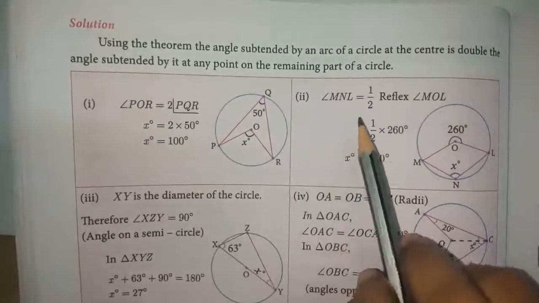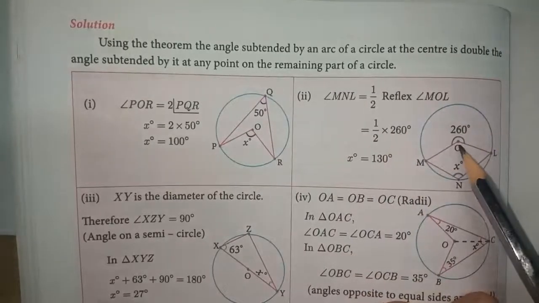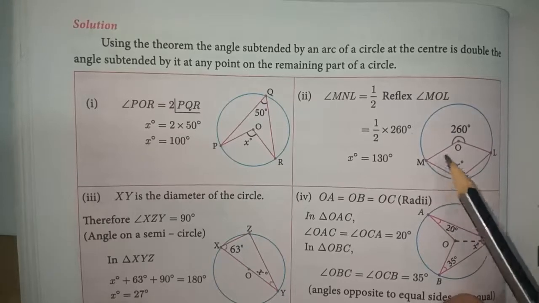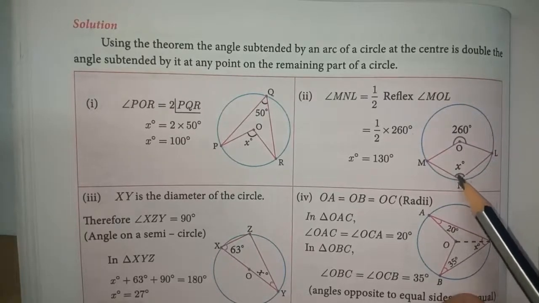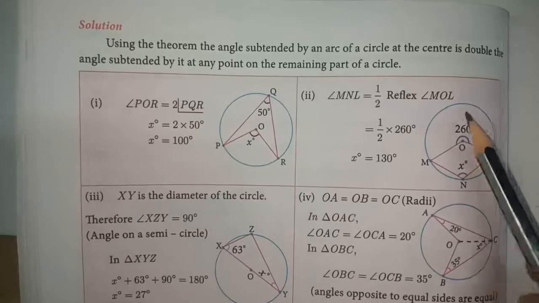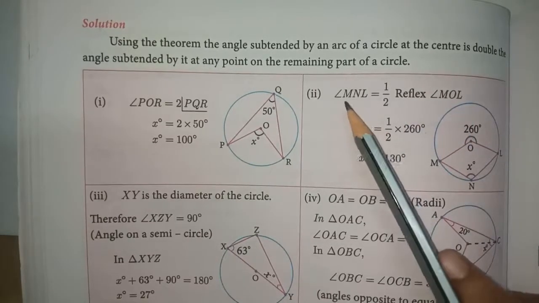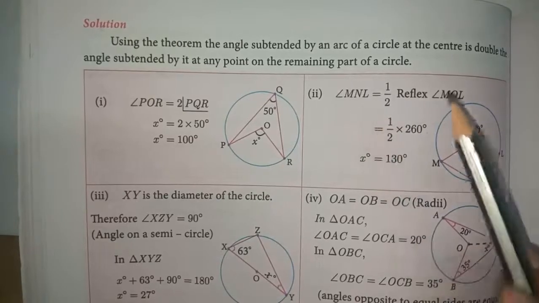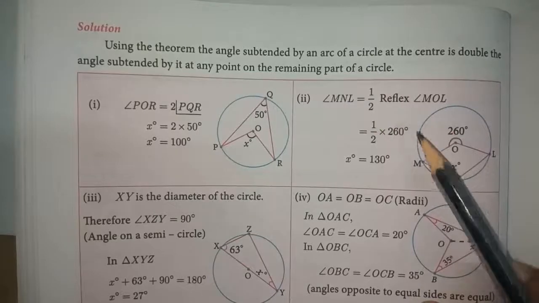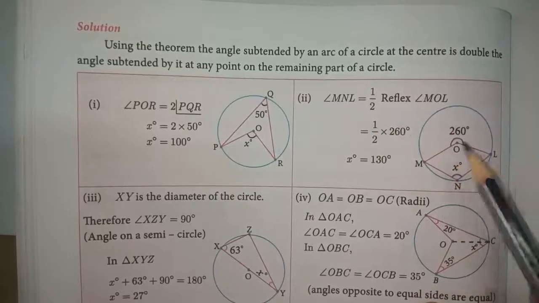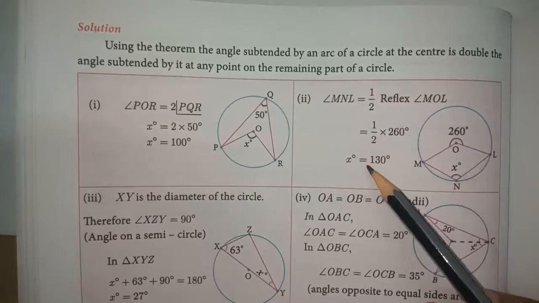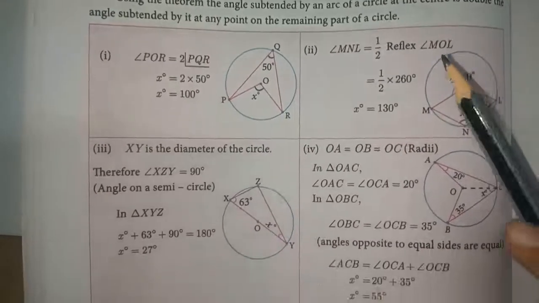Then the second subdivision, this is the given figure. O is the center of the circle. So L, M, N are the 3 points on the circumference of the circle. You have to find the x degree. So now this angle is given as 260 degrees, so it is a reflex angle. So angle MNL is equal to half of reflex angle MOL, which is equal to 1 by 2 into 260 degrees. Therefore, x degree is equal to 130 degree.